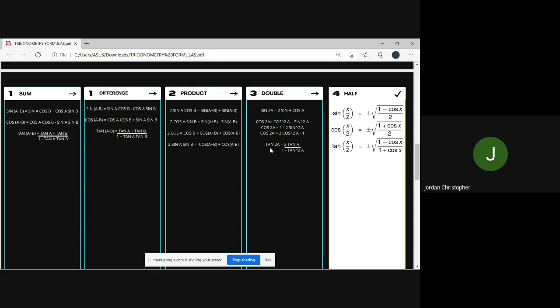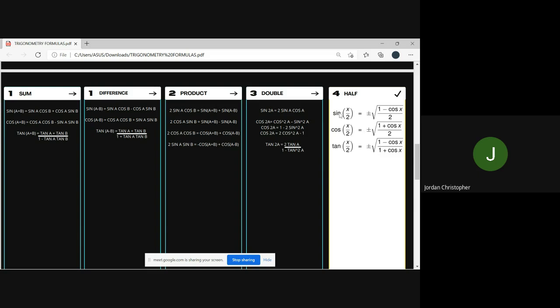It is actually we have to use the identity of trigonometry. And the next one is tan 2a, it equals 2 tan a over 1 minus tan square a. And the last one is for the half angle.